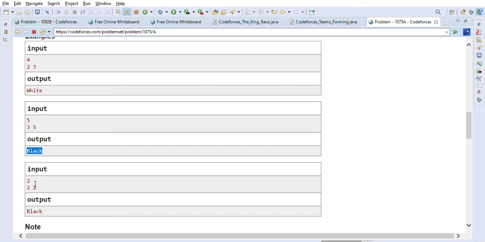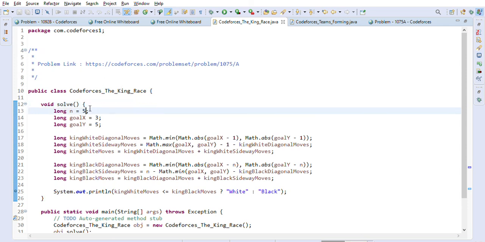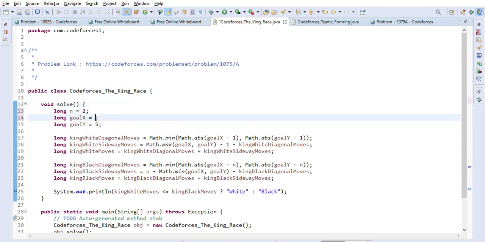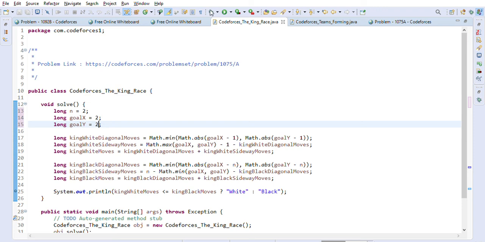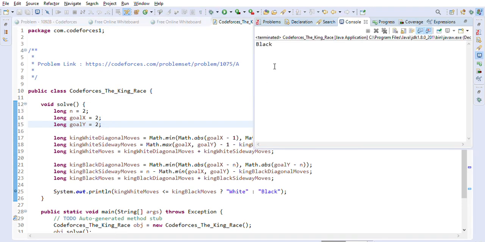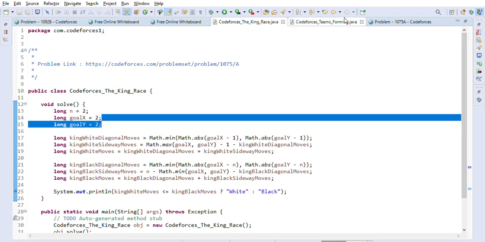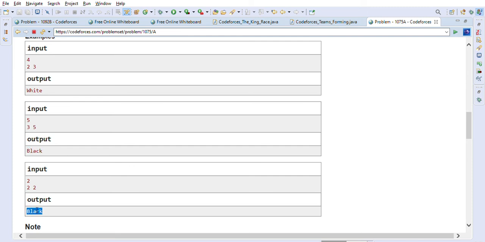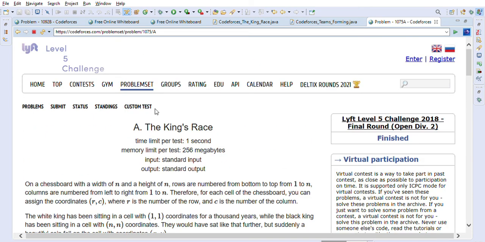Now let's just take 2 and 2 2. So this one is 2 and the target cell is 2 2. In this case Black King is the winner. So here also Black King is the winner. So we are getting correct answers for our test cases. So this is the way we can solve the king's race problem.